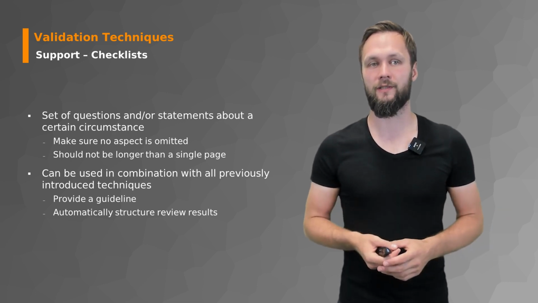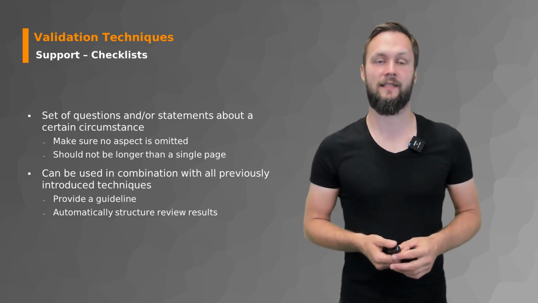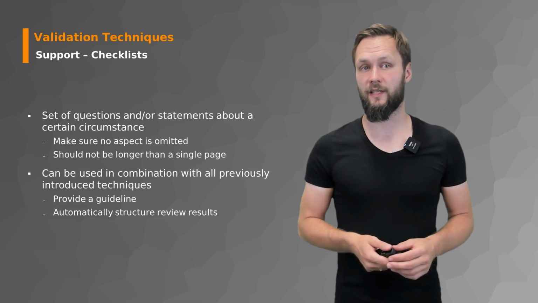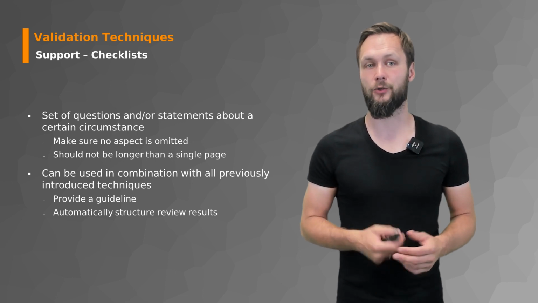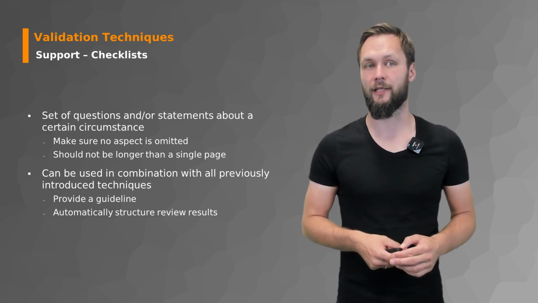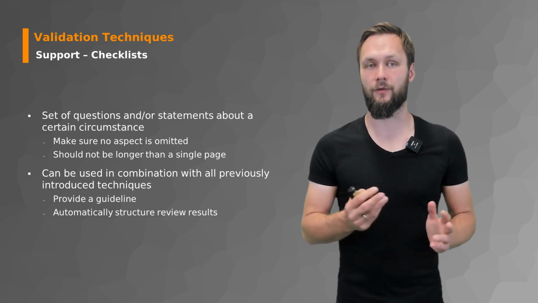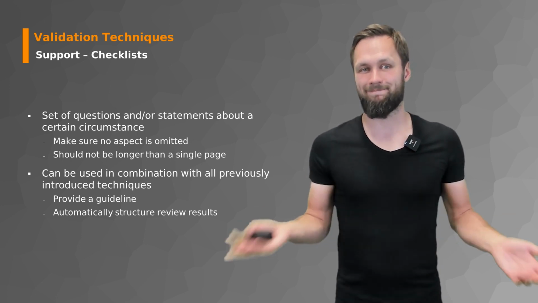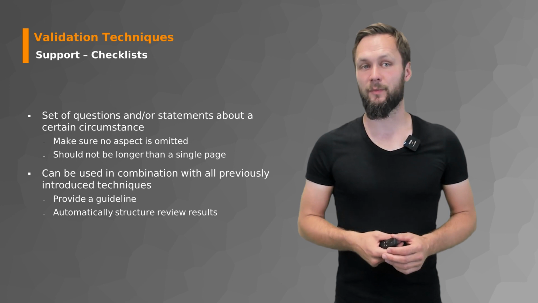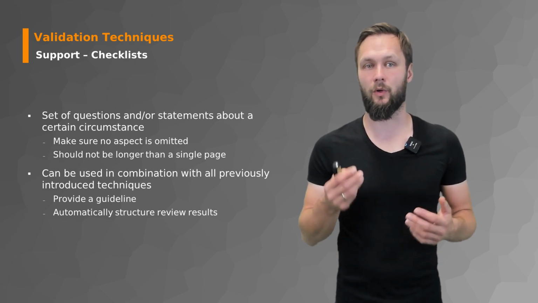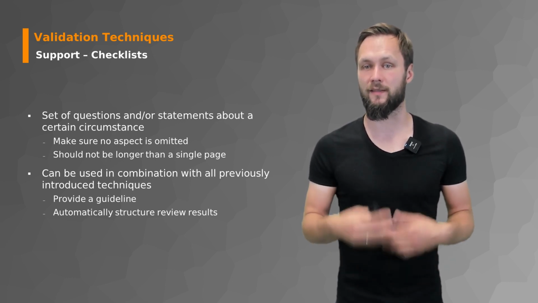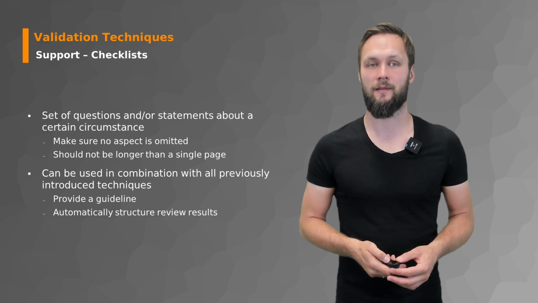And then third, there are also checklists that can be quite helpful. There are a set of questions and or statements about a certain circumstance. They make sure no aspect is omitted and should not be longer than a single page. So keep those checklists short. If you have a 40-page checklist, what's the point? They can also be used in combination with all previously introduced techniques, and they provide some guidelines. They help you to structure the results, they help you to structure the process, and can make sure that you don't forget anything.